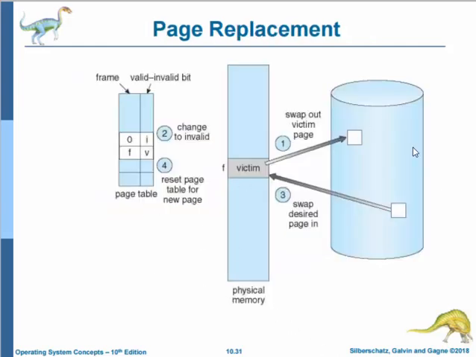So here is the illustration of the steps that we have stated a while ago. Number 1 is to find the location of the desired page, and this is done by swapping out the victim page. And number 2, we find a free frame, and this is done by using a page replacement algorithm to select a victim frame. Number 3 is to swap the desired page in, and that means to change the page in the frame table. And lastly, number 4 is to reset the page table and continue the process from where the page fault occurred.